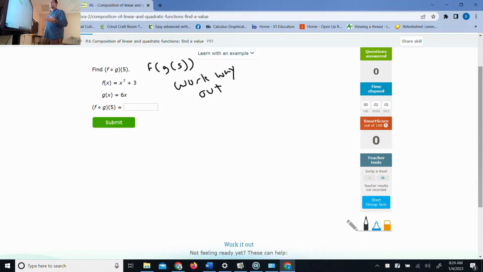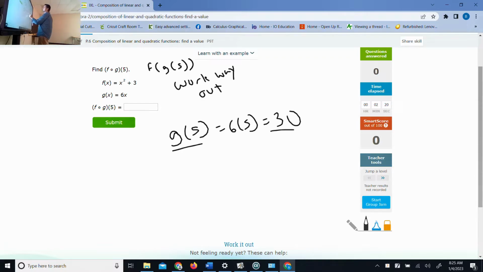So since they're asking f composed of g composed of 5, I'm going to find g of 5 first. g of 5 happens when you let x be 5 in g of x. So it's 6 times 5, which is 30. And now that I know g of 5 is 30, I get to use a substitution property. So the new goal is now to find f of 30.